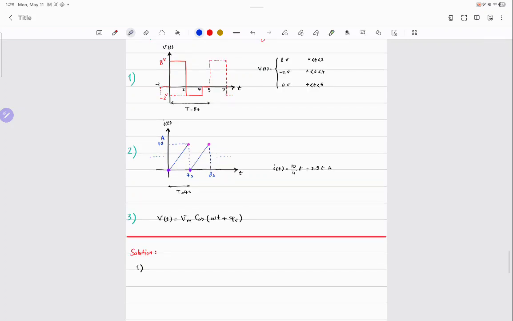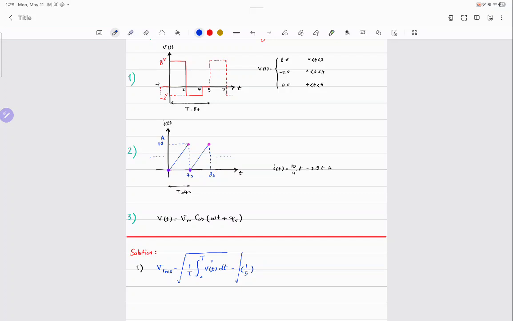The first one, let me write the equation. VRMS is equal to 1 over T, integral from 0 to T, V(t) squared dt, is equal to. What is the period? It's 1 over 5. Integral from 0 to 5. No, I'm not going to do it 0 to 5. Why?